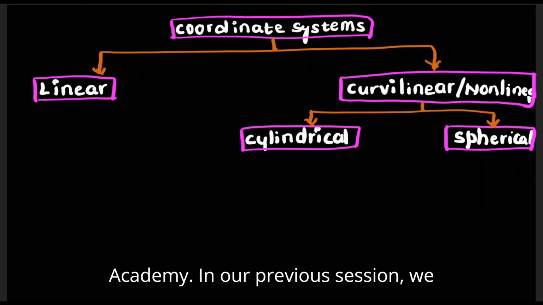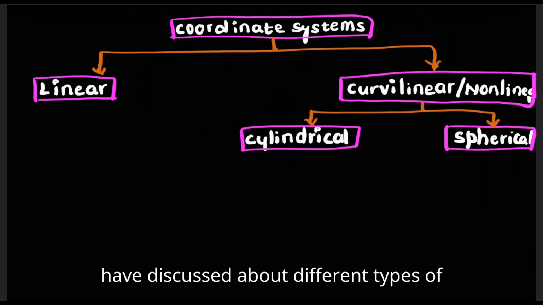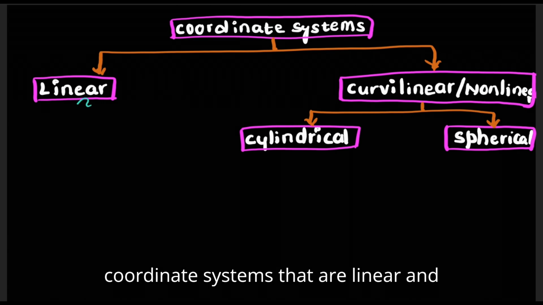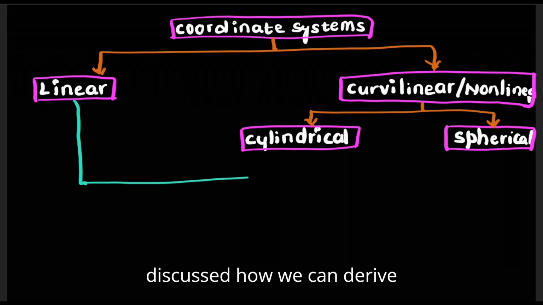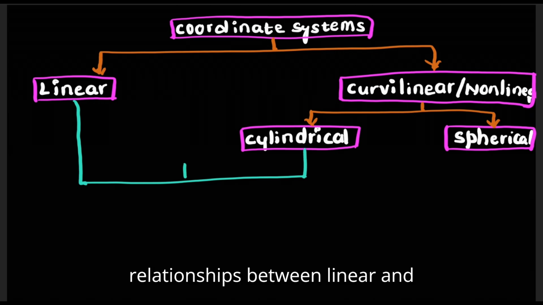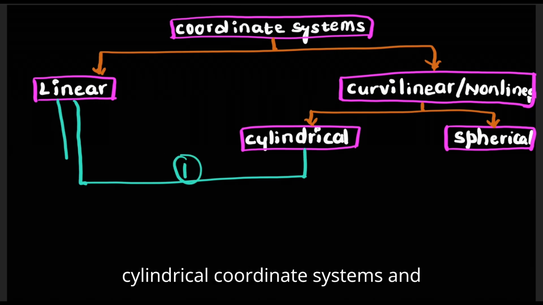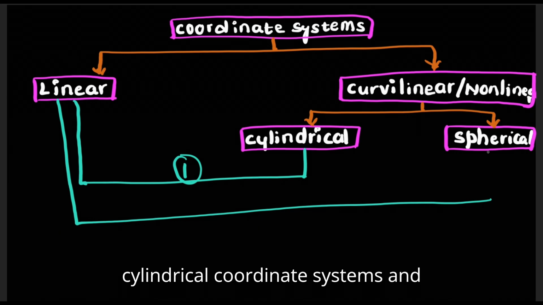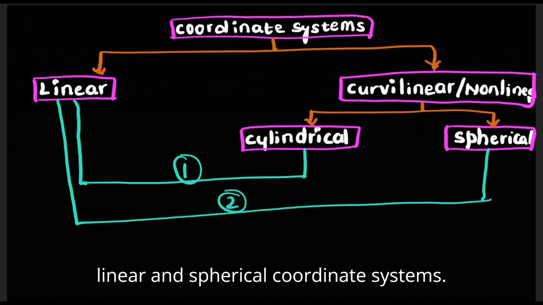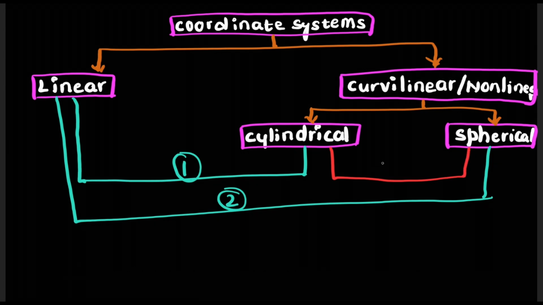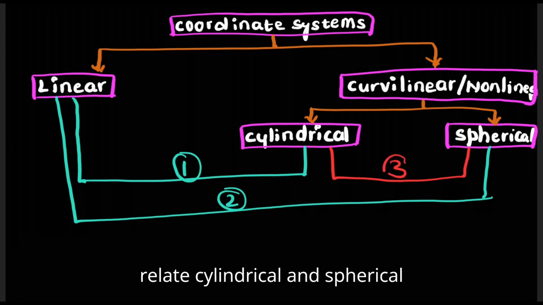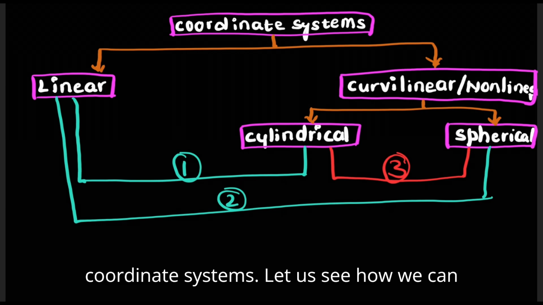In our previous session, we discussed different types of coordinate systems, that is, linear and curvilinear coordinate systems, and we discussed how we can derive relationships between linear and cylindrical coordinate systems and linear and spherical coordinate systems. Now in this session, we are going to relate cylindrical and spherical coordinate systems. Let us see how we can do that.